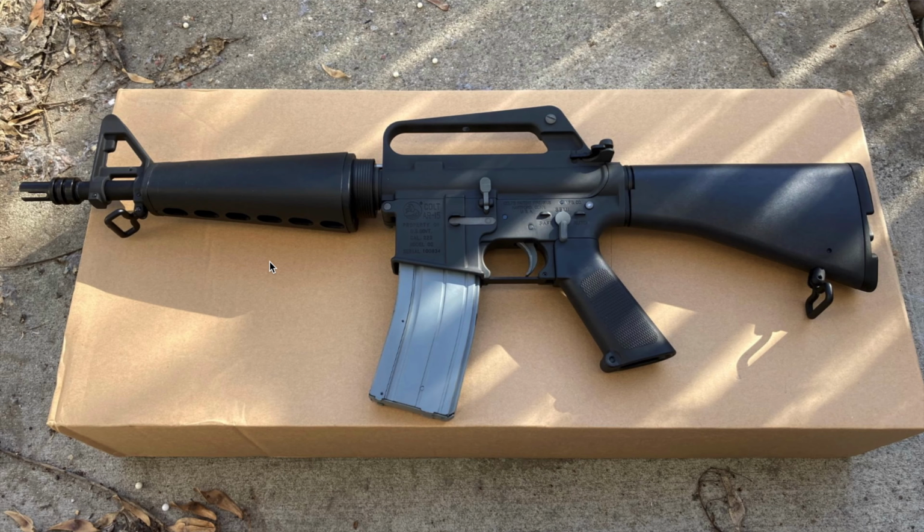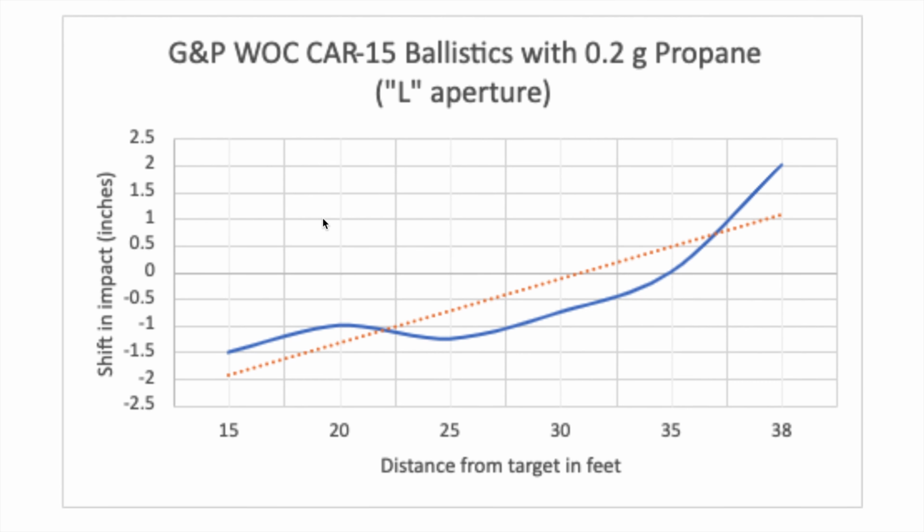Next up, this is the G&P CAR 15. This is a fairly new one, I just got it. It's actually a 10.5 inch barrel, but it seems to have a different profile, and I don't think it's just because of the barrel. It's the different setup that's causing it. But this one has, again, the long range aperture, and you'll notice a similar trend.